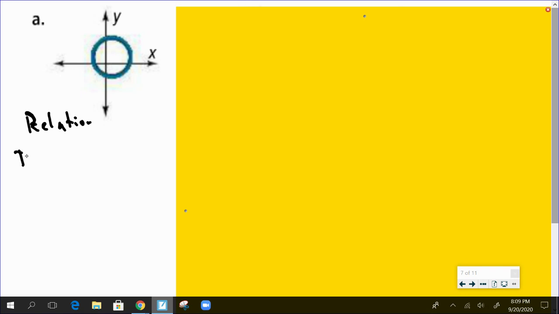And, hey, what's the domain of this? Well, I don't know. Sorry, I don't have numbers there, so I can't tell. But the domain of this would be an inequality. And the range would also be an inequality in this case, because this is a continuous graph.